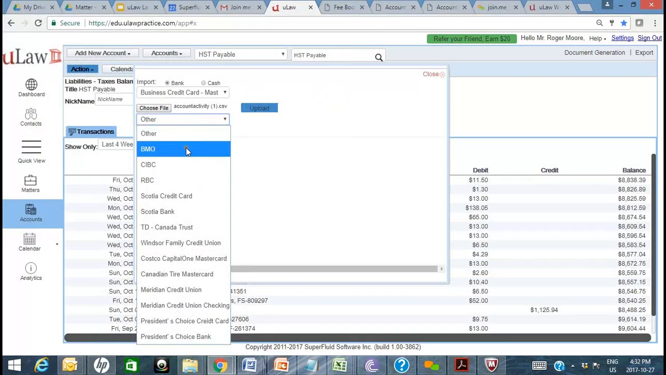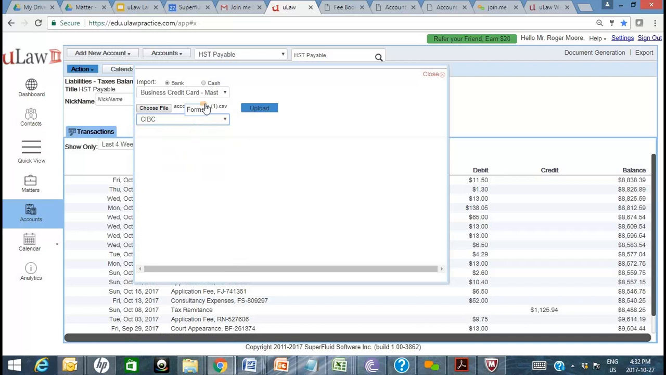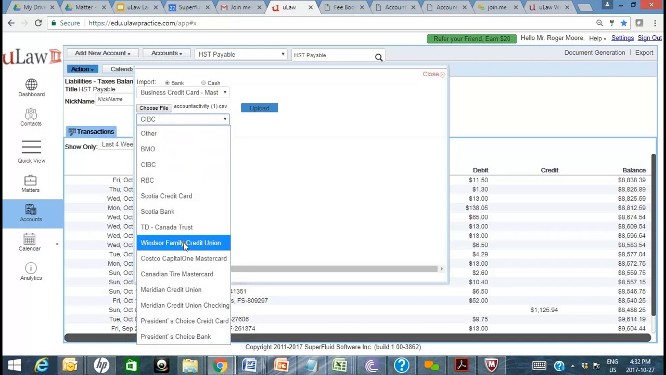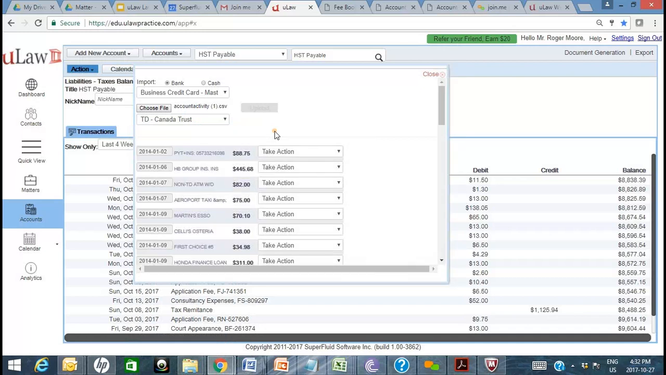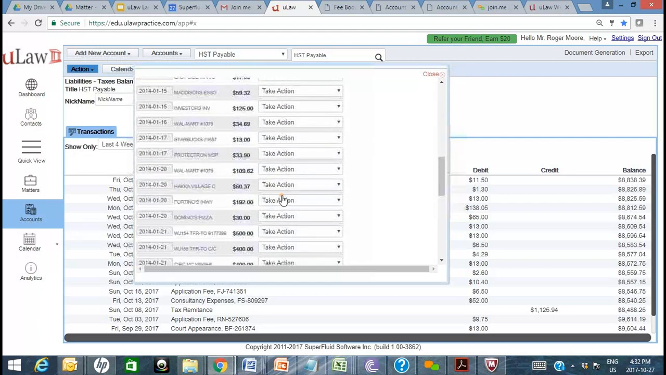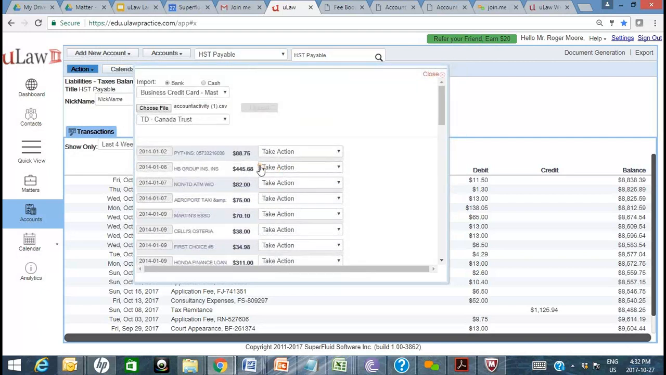And you can see we do support a variety of institutions across Canada. So you can choose CIBC. I think I particularly have TD as an example. And if you were to hit upload, what we do at uLaw, and it happens so fast you would think it's really not happening, but it's truly happening, we actually read the entire CSV file, and we bring out each and every transaction that has happened into uLaw, making it easier.